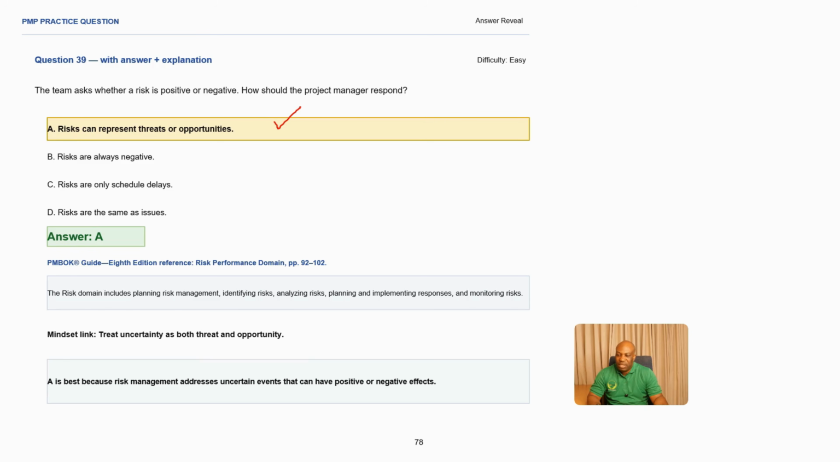Risk can represent both threats and also opportunities. This is very important, okay? A risk can be an opportunity or it can also be a threat. Our reference is the risk performance domain, all right? And what is the applicable mindset in this scenario? You need to treat uncertainty as both threat and also opportunity. So this is very important. You need to consider risk either as a threat or even as an opportunity, making A the best answer, because risk management addresses uncertain events that can have a positive or even a negative effect in a project, making A the best answer.